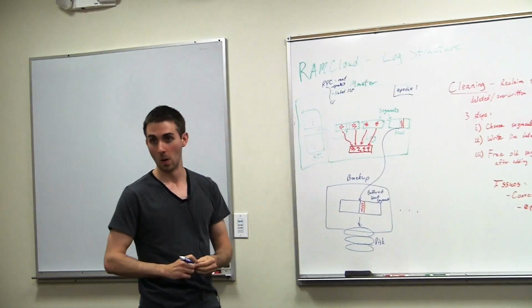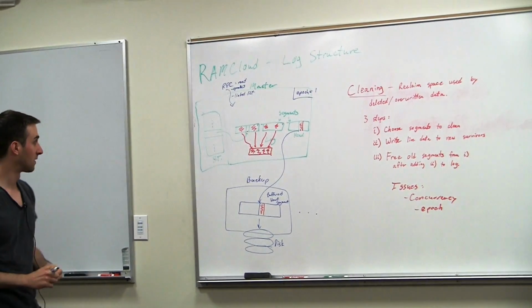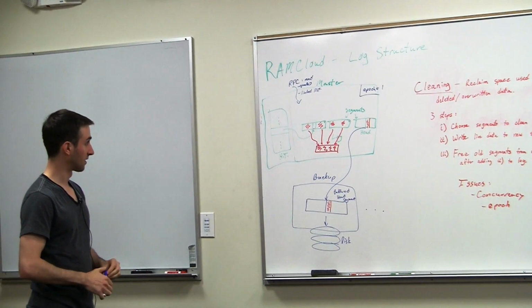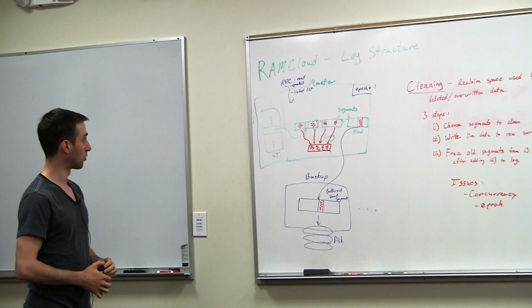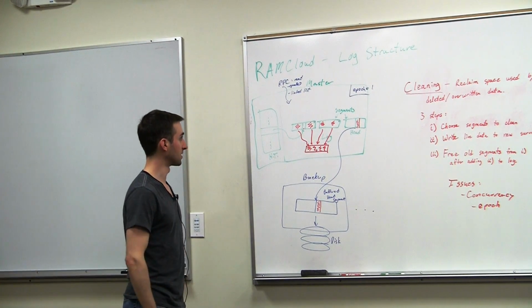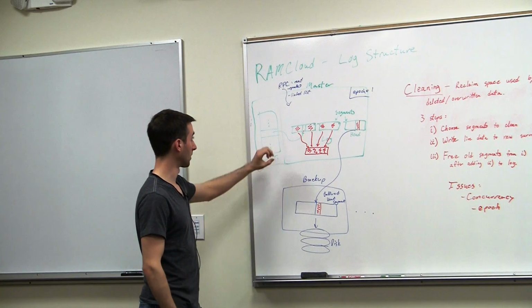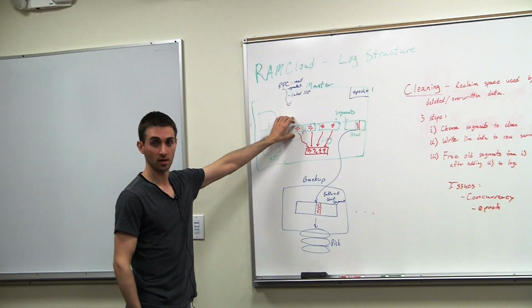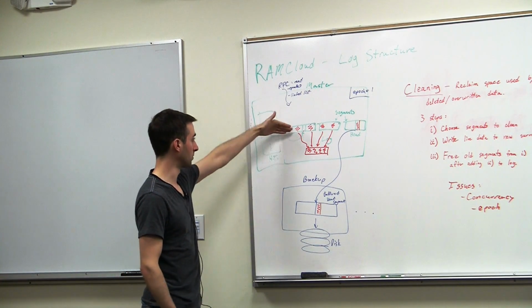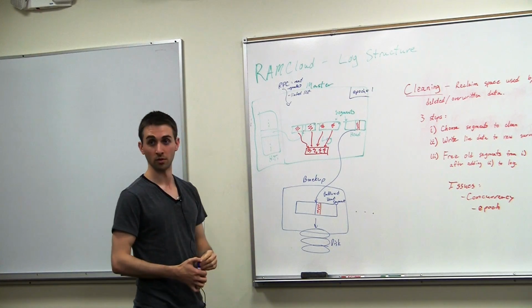Yep, John? You talked about readers, but what about writers? Concurrent writers. The question is, you talked about concurrent readers, what about concurrent writers? There are no, objects are never updated in place. So these pointers, what is pointed to by the hash table is basically immutable.